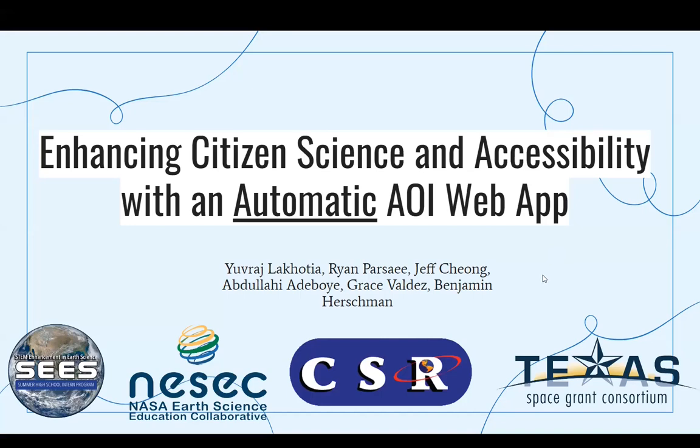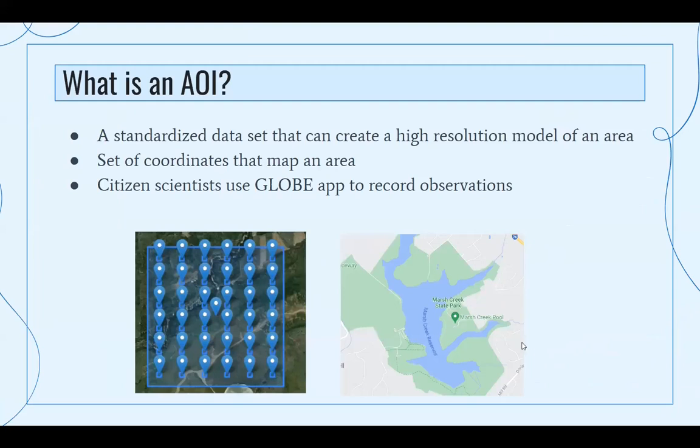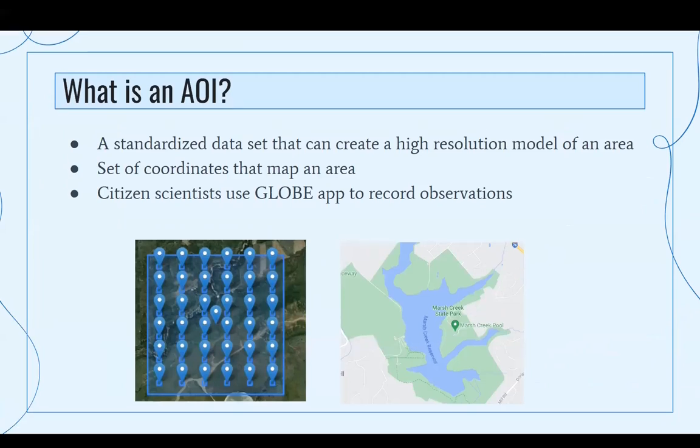Today we'd like to introduce you to the Enhancing Citizen Science and Accessibility with an Automatic AOI web app. We'd like to begin with introducing what is AOI. AOI stands for Area of Interest. It is a standardized data set that can create a high-resolution model of an area, a set of coordinates that map an area, and citizen scientists use this app to record observations.